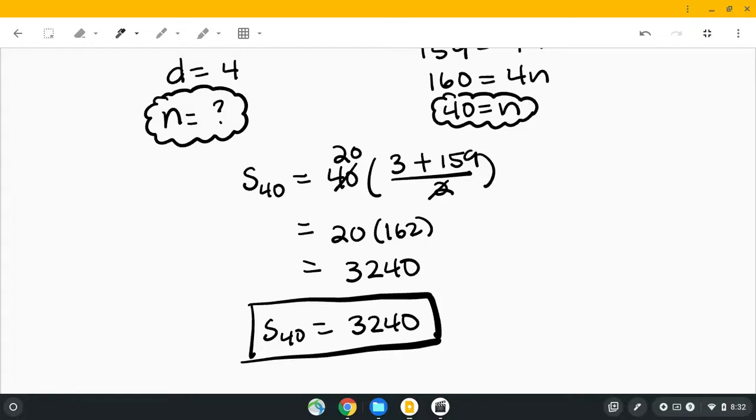All right, so that is it for this section, arithmetic sequences. And then the last section we'll cover is geometric sequences. Also has some formulas as well.